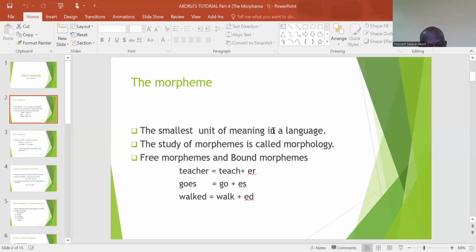Now, if you talk about goes, we can have go plus ES, where the ES is a grammatical morpheme. It has a function. In other words, it has meaning. And it denotes third person who does something habitually. So ES is third person and habitual tense. Worked, here we can have work plus ED, where the ED denotes past tense form. So all the words that we can see on the screen right now are made up of two morphemes.